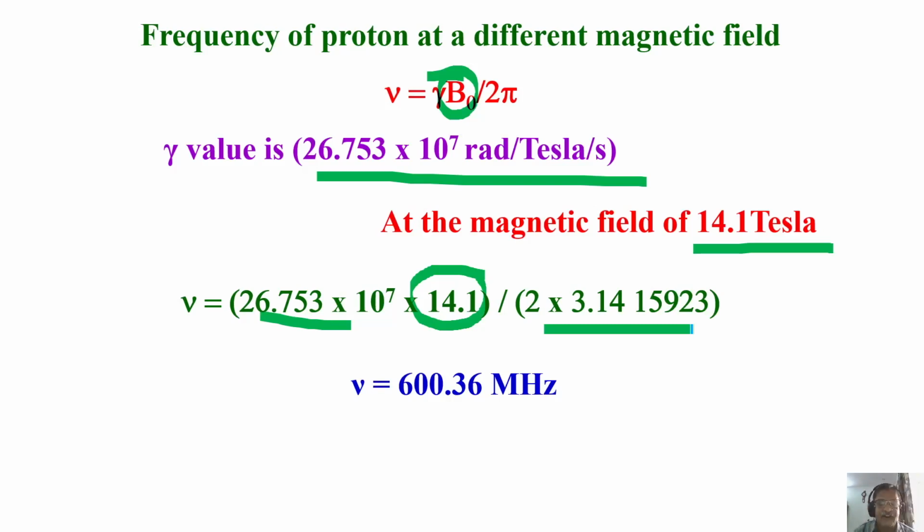The resonating frequency of the proton in both the magnetic fields, which I took as examples for calculation, appeared in the megahertz frequency range, 100 and 600. It doesn't matter what the number is, it is all in the megahertz range. That's fine. What about other nuclei?